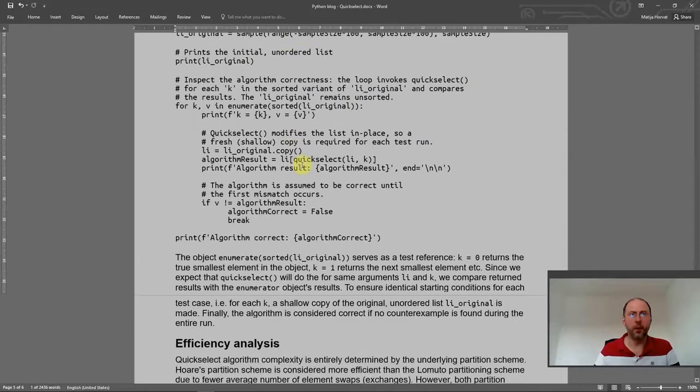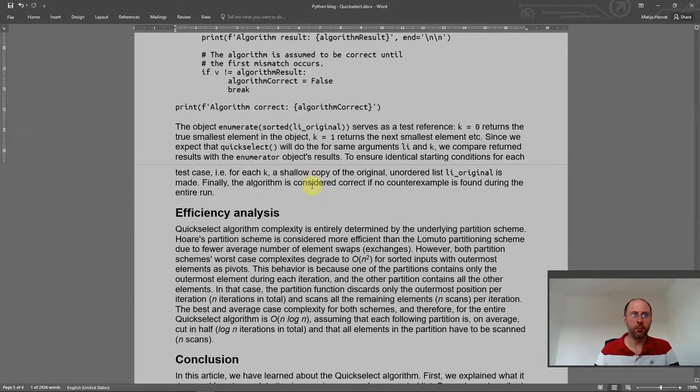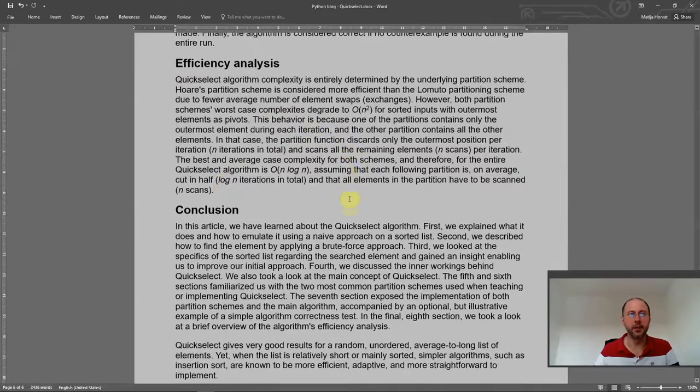Furthermore, Hoare's original partition scheme is several times more efficient than Lomuto's partition scheme. And one interesting point is that both schemes' average case time complexity is big O n times log of n, and their worst case time complexity is big O of n squared. You can read more about it in this section. Why is it so, and in what cases?